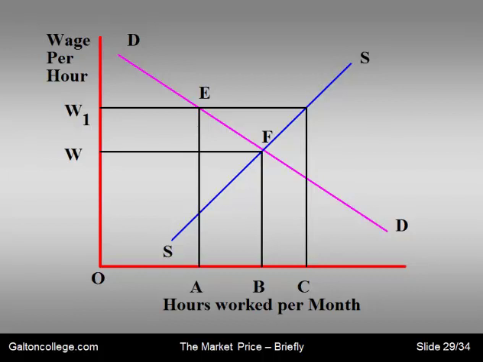Now what happens if there was no minimum wage? Let's say the government did not have W1. Let's say the market worked. In which case the wage would fall to W, so workers would get paid less.